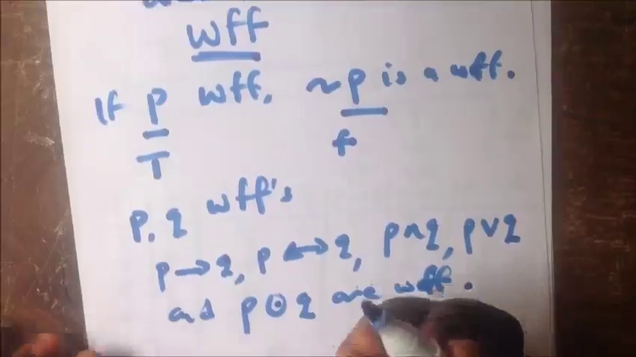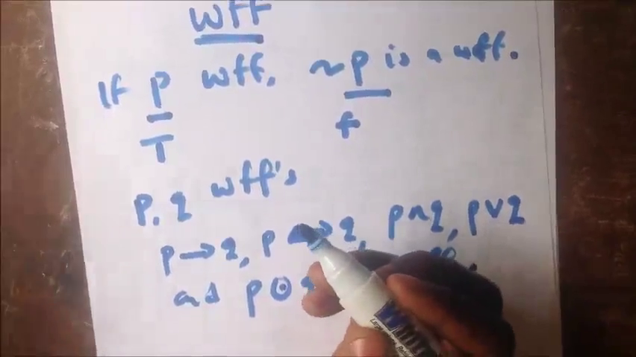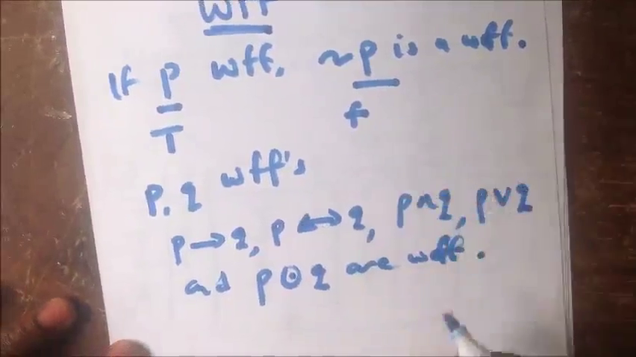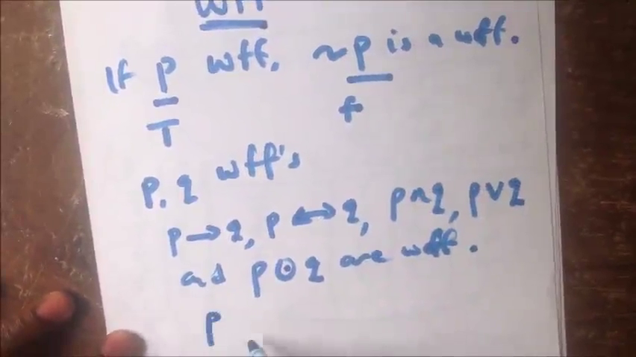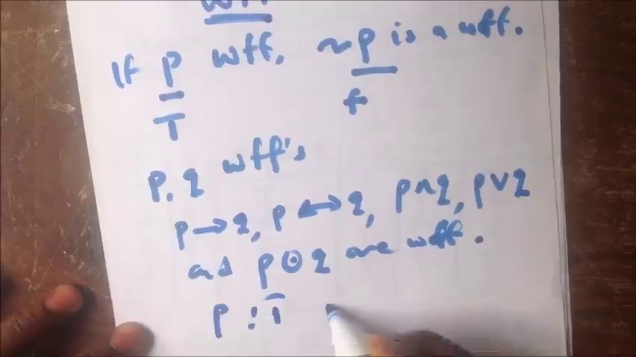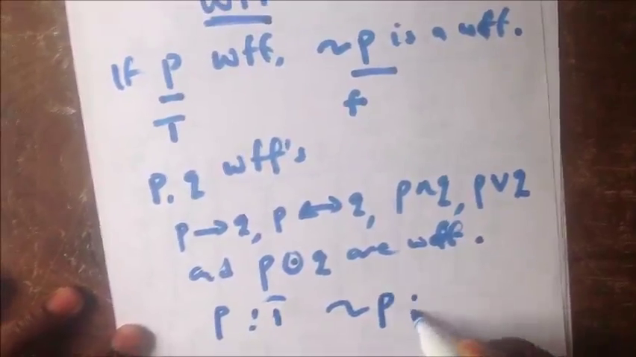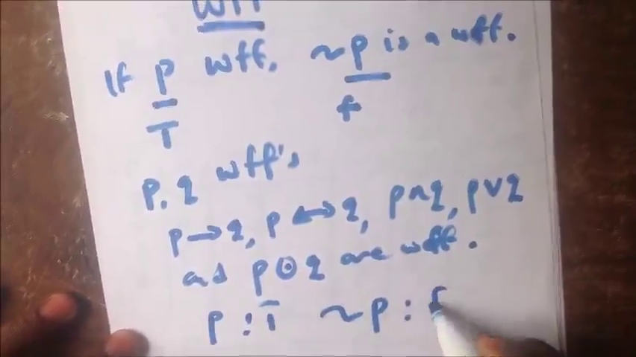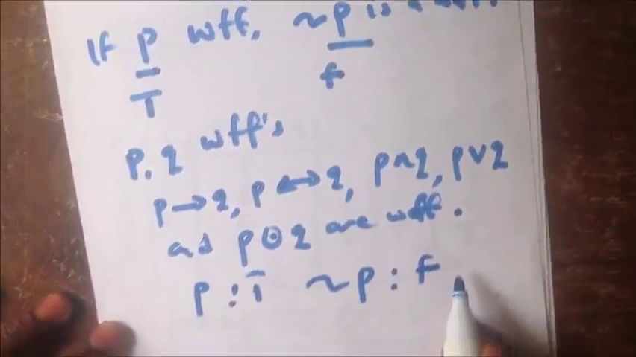And in the case of negation, negation is a unary connective, so negation is not simple. When you have P, and P is true, then the negation of P, which has a symbol like this, will be what? What's the opposite of true? It's false. That's what we mean by negation.